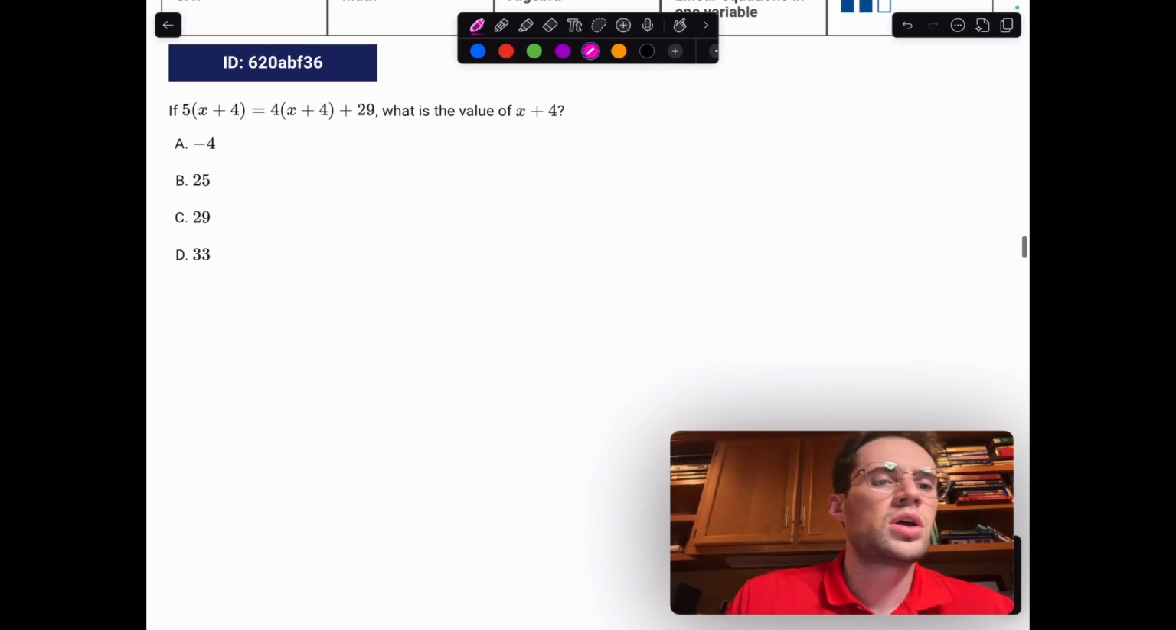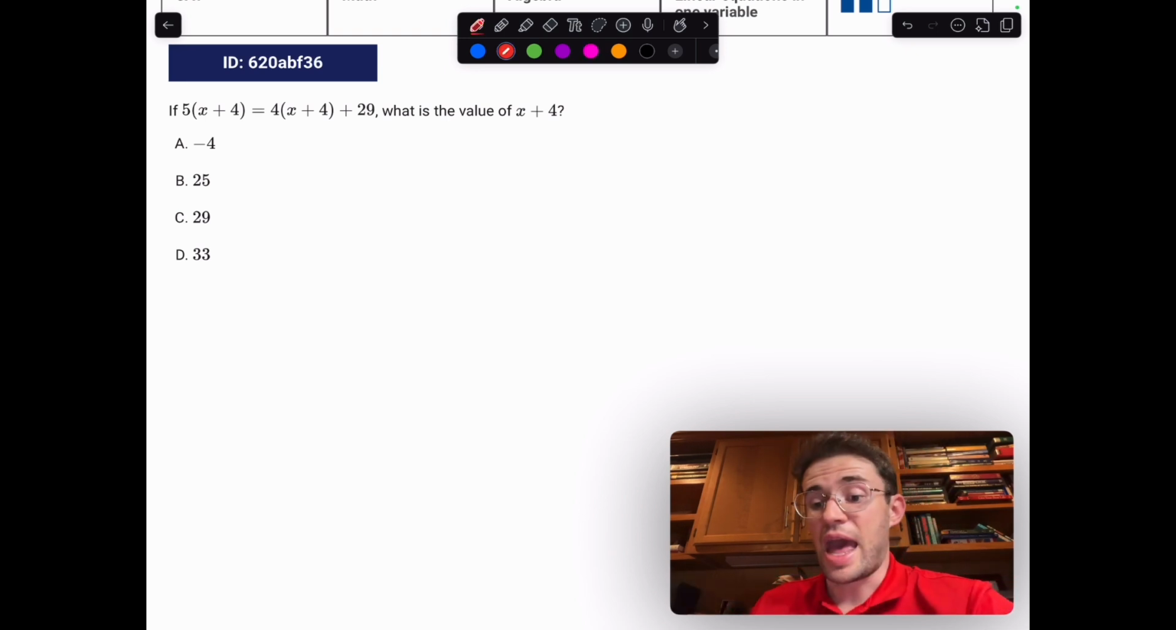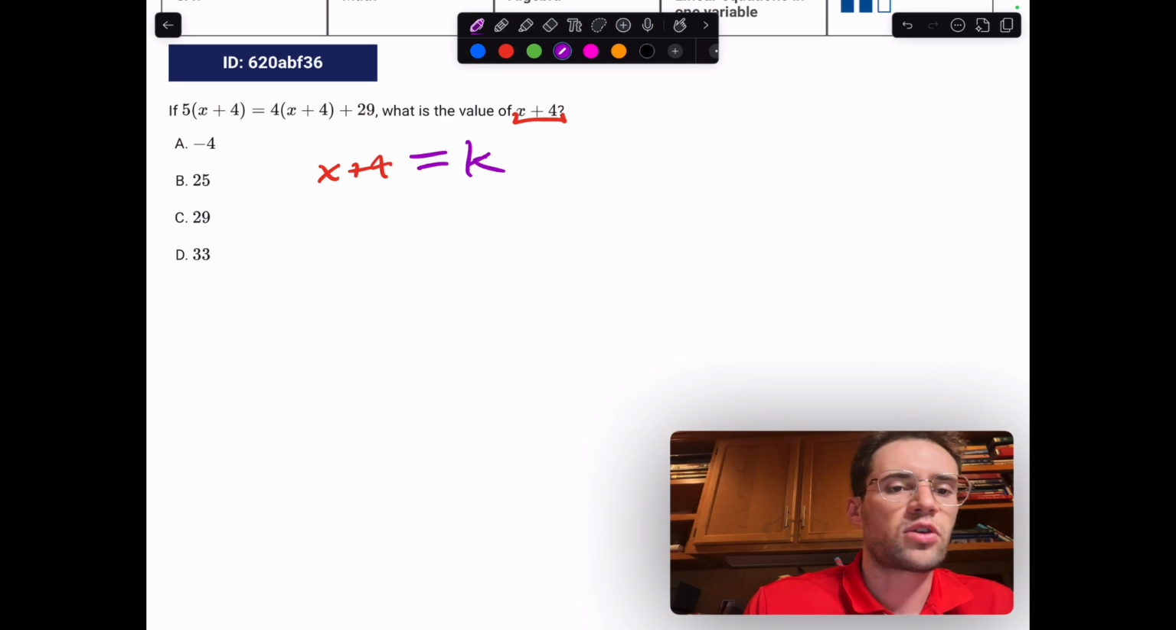All right, perfect. Here we have 5 times the quantity x plus 4 equals 4 times the quantity x plus 4 plus 29. What is the value of x plus 4? All right, I'm going to do the method I did with the m before, which is just to say x plus 4. So actually what we're solving for, we're going to call that, let's do, in this case, let's do k. All right, so x plus 4 is k. So we have 5k up here. Right, k is just in place of the x plus 4. And then that's going to be equal to 4 times k. Again, that's x plus 4 plus 29.